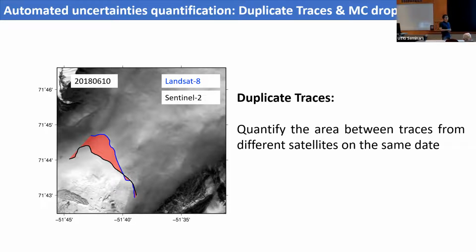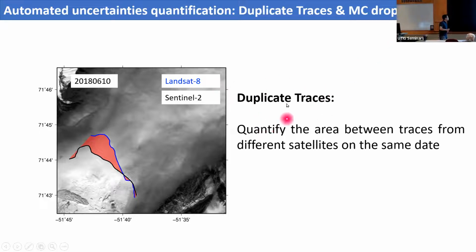So overall, it varies among different glaciers over different conditions. So if we want to make the uncertainty measurement representative, then traditionally we need to put a lot of manual efforts into the manual delineation. We don't want to do that. So we need to find a way to automatically quantify the uncertainty. There are two ways I use. One is to use these duplicate traces. The other is called ensemble dropout.